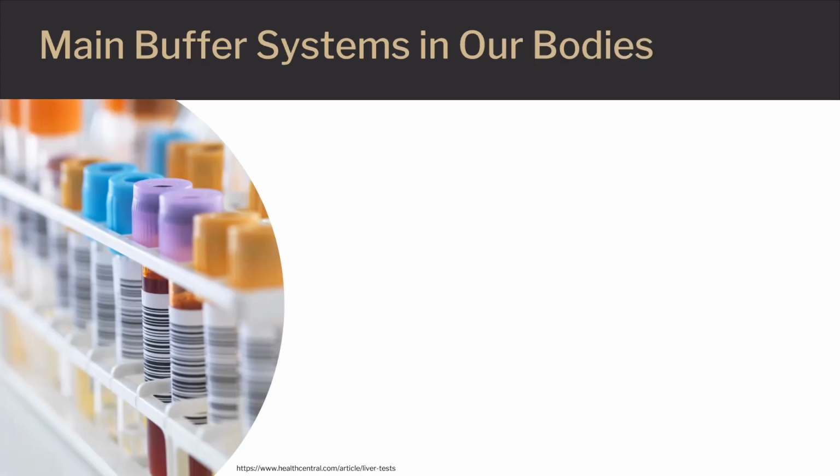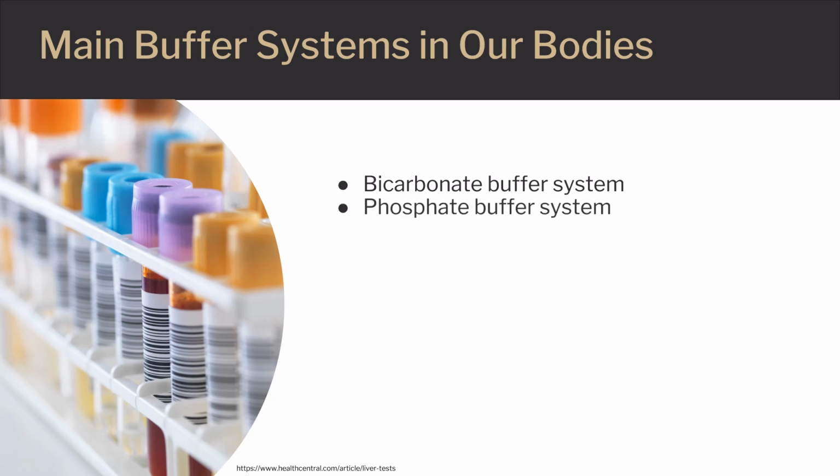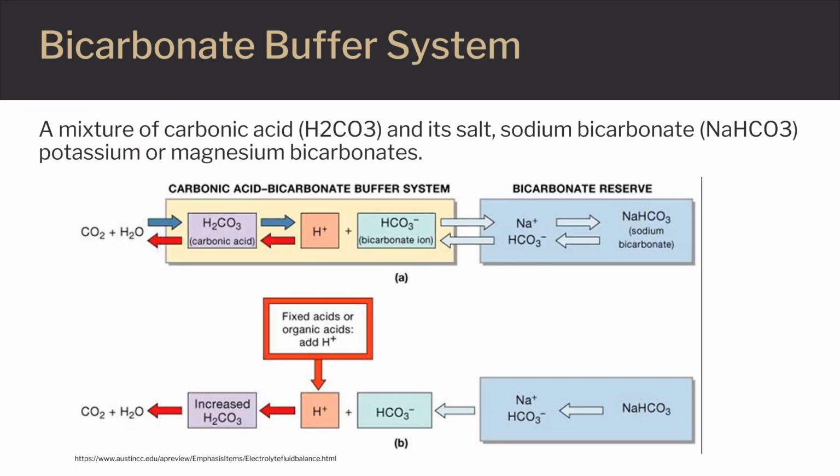The three main buffer systems in our bodies are the bicarbonate buffer system, the phosphate buffer system, and the protein buffer system. Let's look at them in more detail. The bicarbonate buffer system is an acid-base homeostatic mechanism involving the balance of carbonic acid, bicarbonate ion, and carbon dioxide in order to maintain pH in the blood and duodenum, among other tissues, to support proper metabolic function.